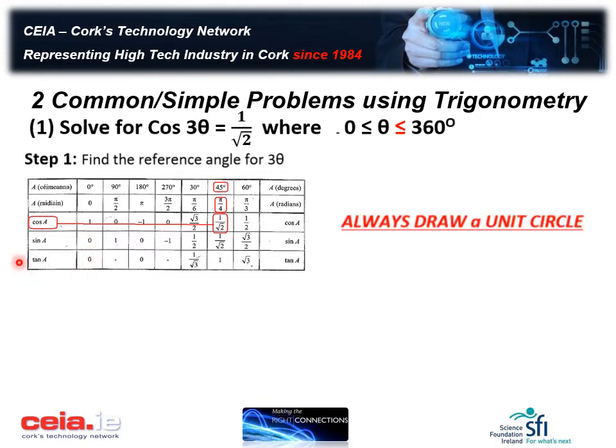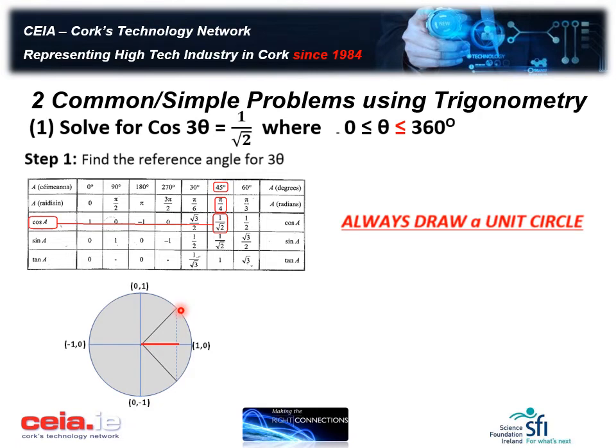It's always a good idea to draw a unit circle for these types of problems. As we've seen so often before, it can help us understand what we're looking at somewhat better. So we know that cosine 3 theta is equal to 1 over root 2. Using our table, we look along the cosine row for 1 over root 2, and we find it here. On this occasion we're working in degrees, so we can see that we have an angle of 45 degrees. So one of the possible answers for 3 theta is 45 degrees.